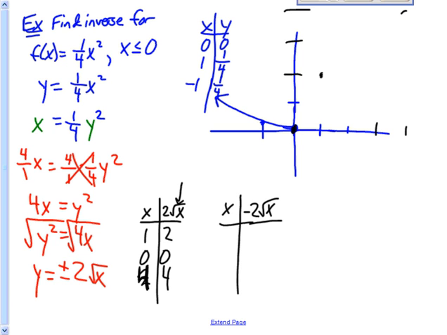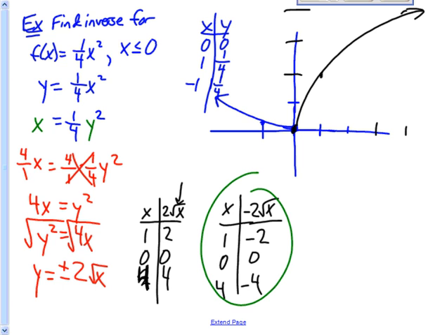Okay, so there's our 2 root x. Now if you plug in these same points, 1, 0, 4, guess what's going to happen? It's just going to make a negative 2, a negative 4, right? This is going to be a reflection about the x-axis. Let me do this one in green. So it's going to end up being like this. You'll have that 1, negative 2, 0, 0, 4, negative 4, and so on.